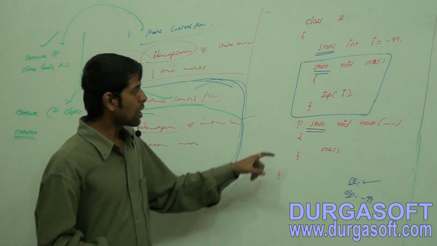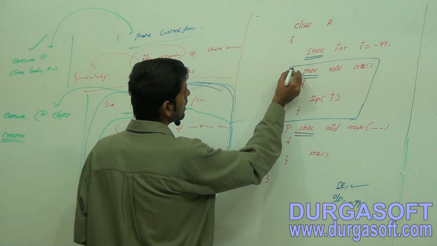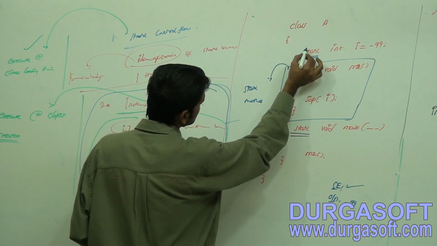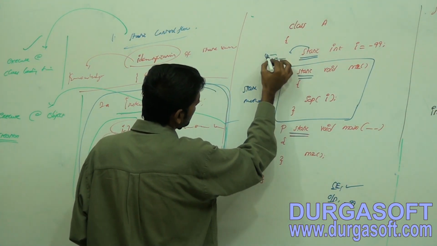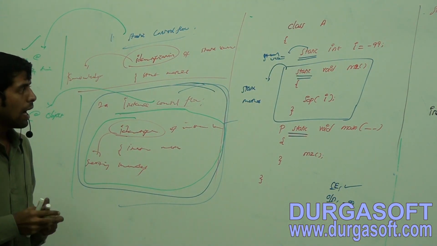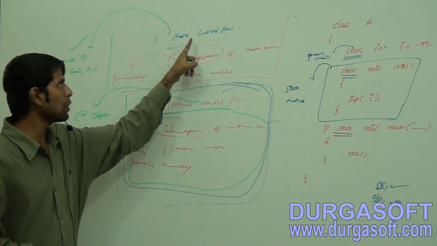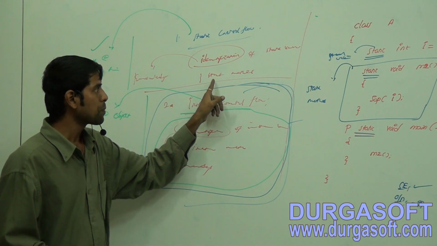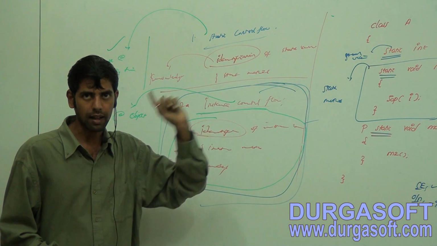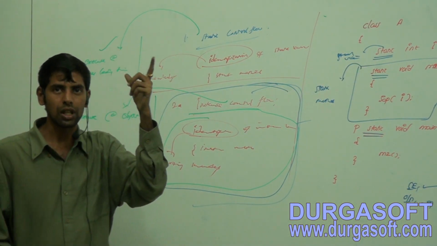Each and everything is what? Static, and this one is a static method. This is a static variable. Okay, now as part of our static control flow only, static methods will get identified by the compiler and they will get executed by our JVM.